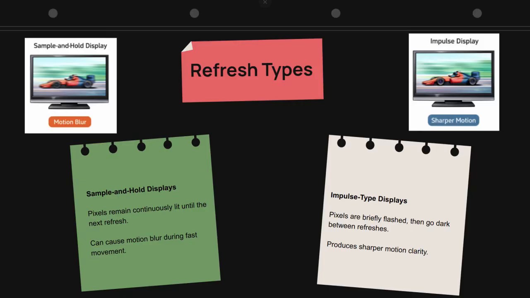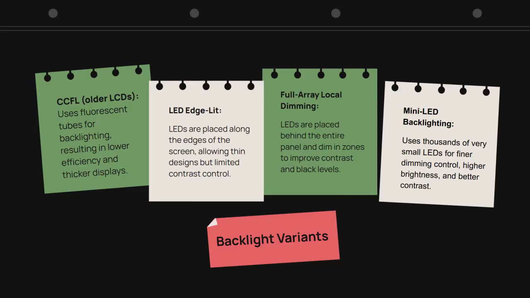Now we're going to jump into refresh types and backlight variants. Not all displays refresh the same way. First, we have sample and hold displays. Common in LCDs, they can usually cause motion blur. You have impulse type displays, which are used in CRTs and some plasmas. They usually offer better motion clarity. Backlighting also varies: CCFLs for older LCDs, LED edge lit, full array local dimming, and mini LED backlighting. Backlight type directly affects brightness, contrast, and power usage.